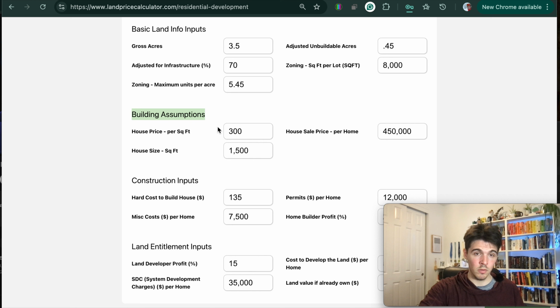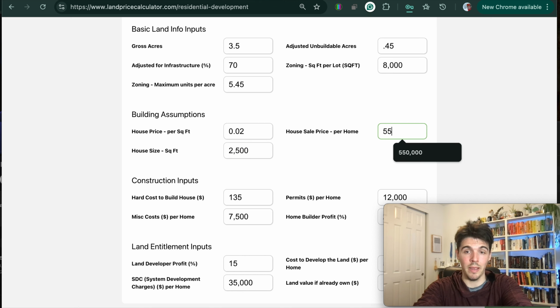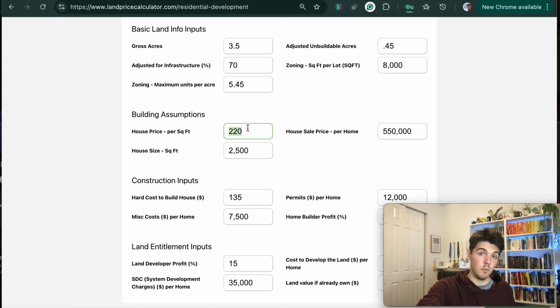Going to building assumptions. What is the house going to sell for? We can either put it in on a per square foot basis, or we can put it in on a total house sale price. We know in my area, houses are going for $550,000, so $366 a square foot. That's assuming you're building a 1,500 square foot house. The houses around here are going to be about 2,500 square feet. We're going to put this back to $550. That means the houses are selling for $220 a square foot.